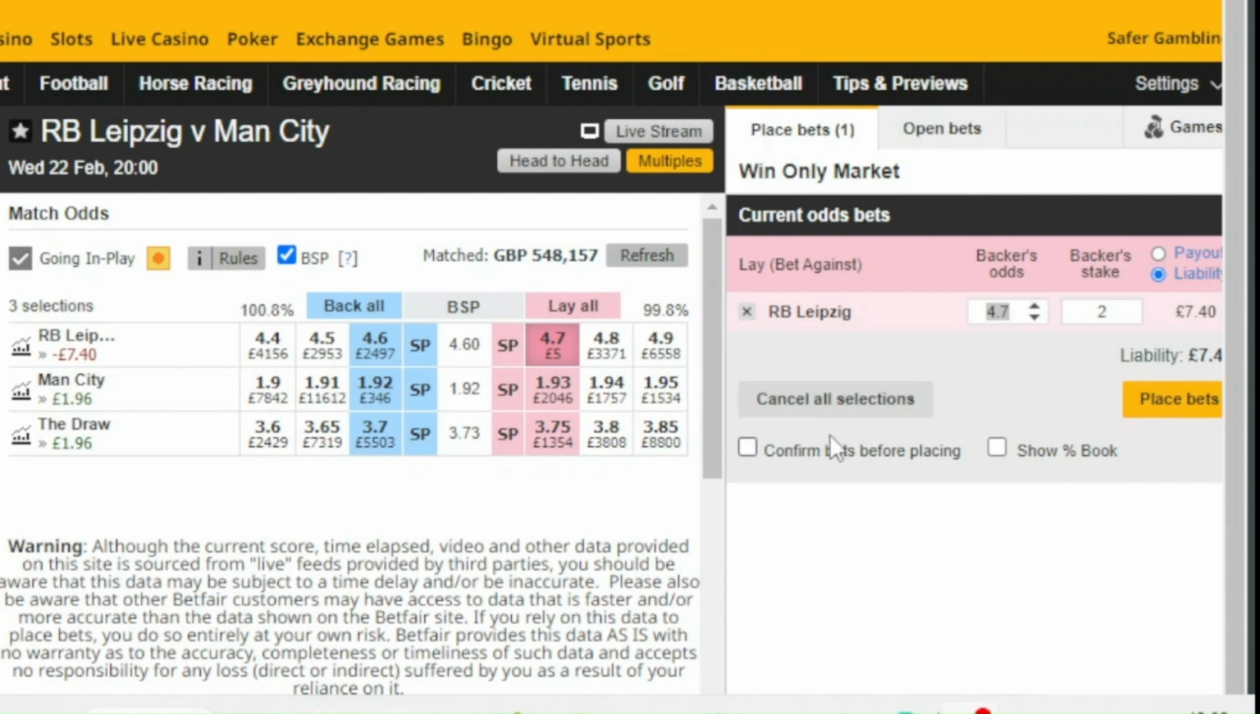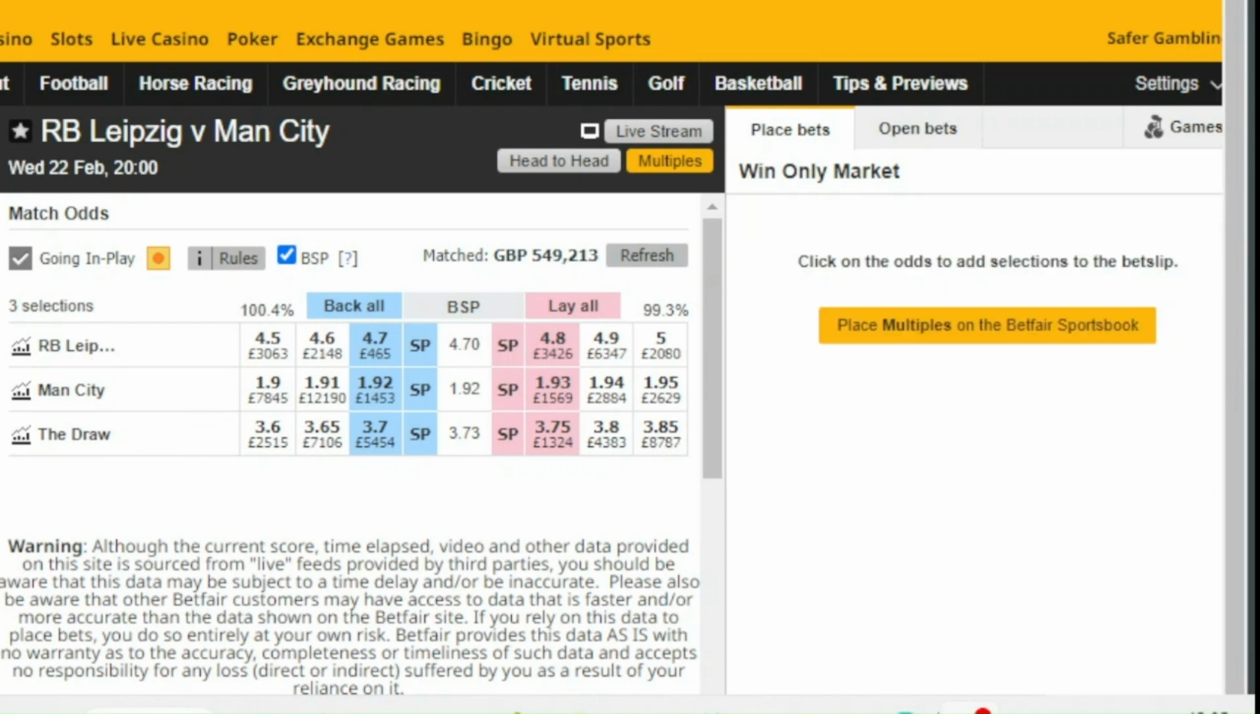Incidentally, the reason why my £2 stake is showing up as only a profit of £1.96 is because it's showing my potential winnings with the commission taken out. People do get a bit confused sometimes about the number of columns on the back side, the 3 columns there, and the lay side. But it's not that confusing.